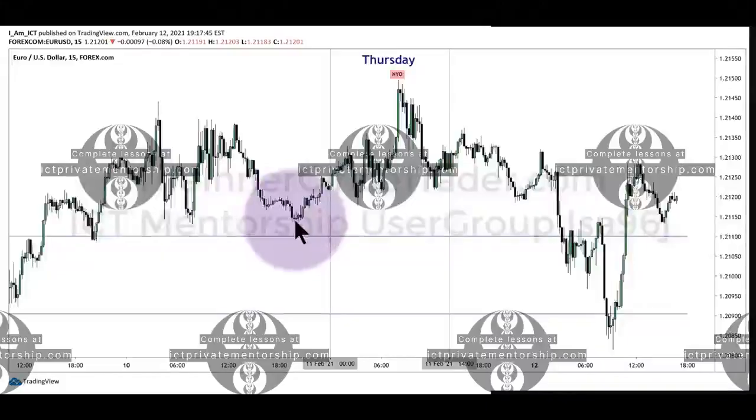Did this go below here? No. So we have a low, and then we have another low here, but it doesn't violate this dealing range low. So it's inside of that range, but it starts to run to here from that level. So that's why I'm telling you this is the dealing range low.